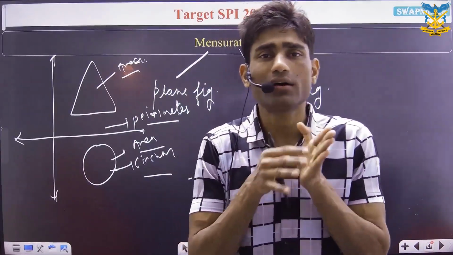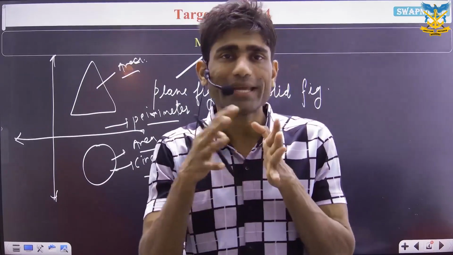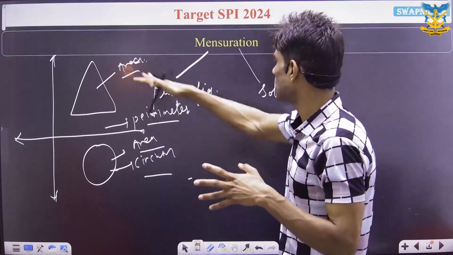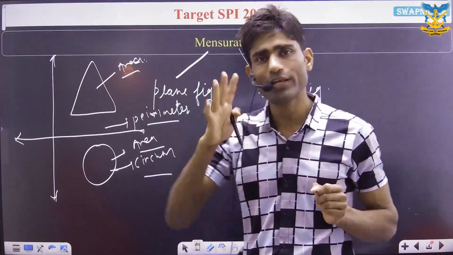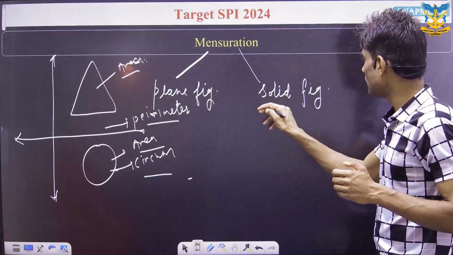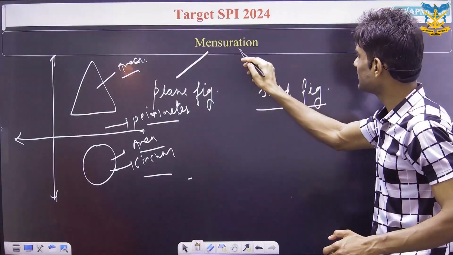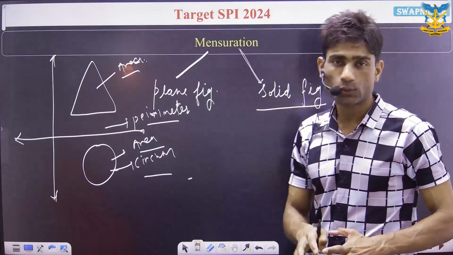Based on this plane figure, you will get questions in the SPI exam. So make sure that these three conditions are perfect for you all. Now let's move to the next condition. It is for a solid figure. So mensuration's next part we have here is the solid figure.